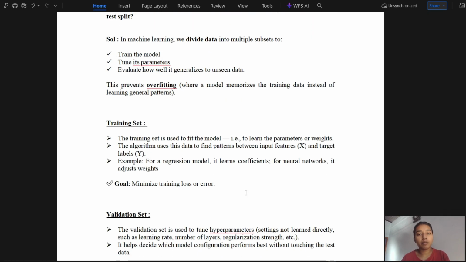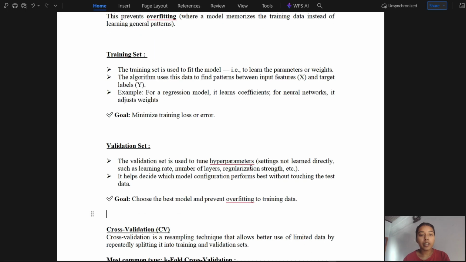In machine learning, we divide data into multiple subsets, that is, to train the model, tune its parameters, and evaluate how well it generalizes to unseen data. This prevents overfitting, where a model memorizes the training data instead of learning general patterns.